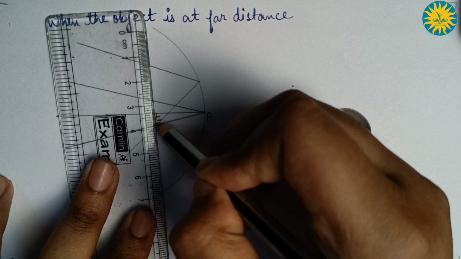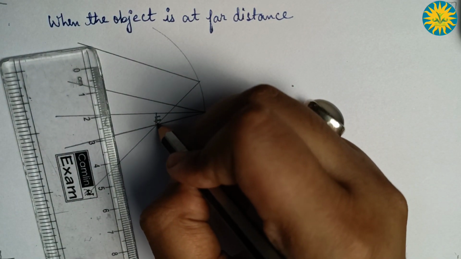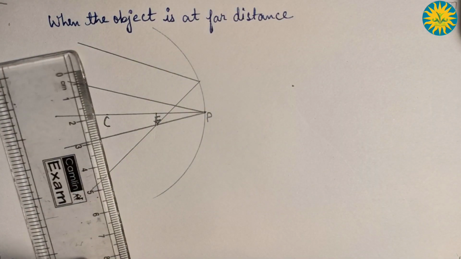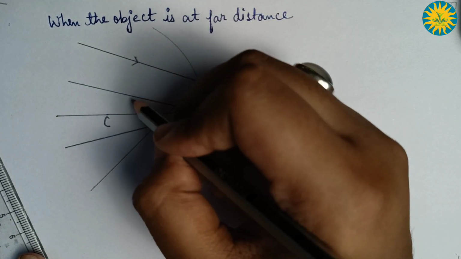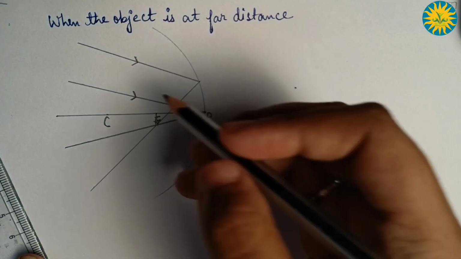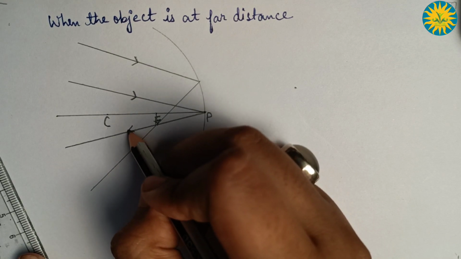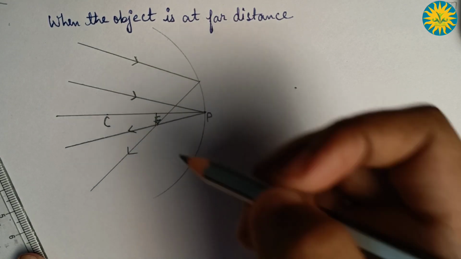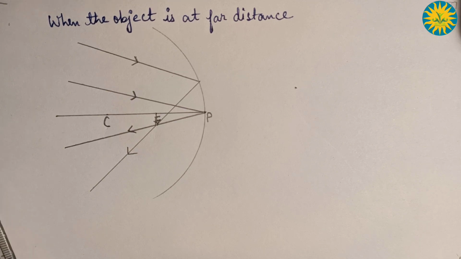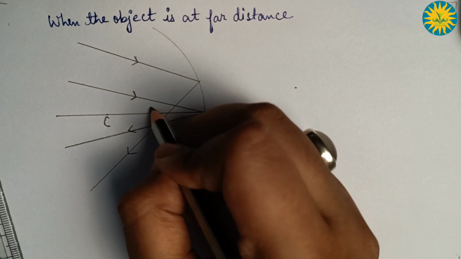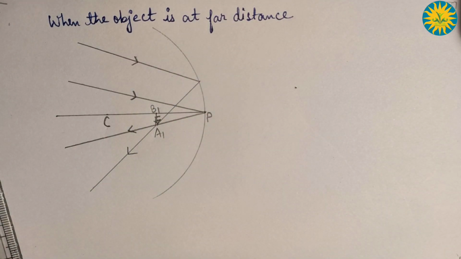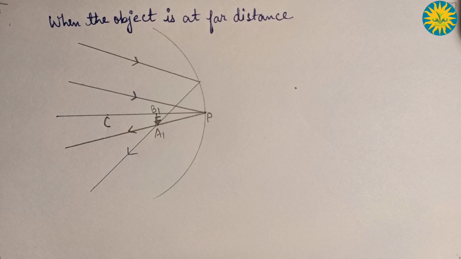Now just see, both the rays are intersecting at the point where the image is formed. Now again the most important part of the ray diagram, that is the arrow. If you miss the arrow, you will miss the marks. Now this is the ray diagram for the object at far distance. We are naming the image A1, B1. We cannot see the object since the object is at far distance.